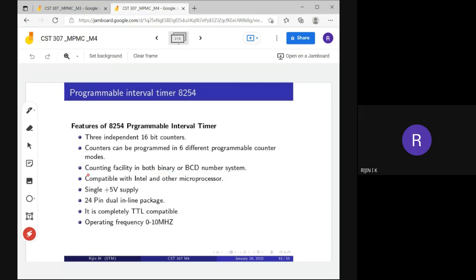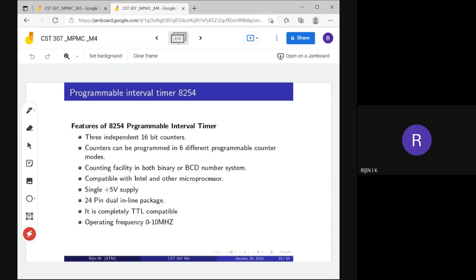That is what I have written here: counting facility in both binary or BCD number. Also this IC is compatible with the Intel and all other microprocessors.